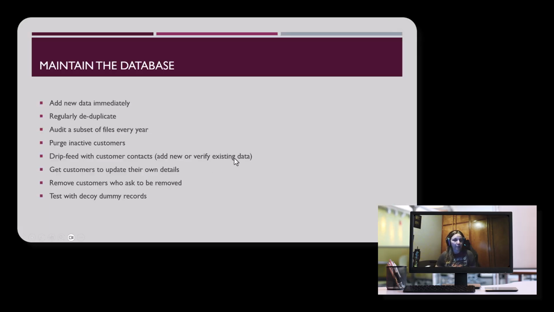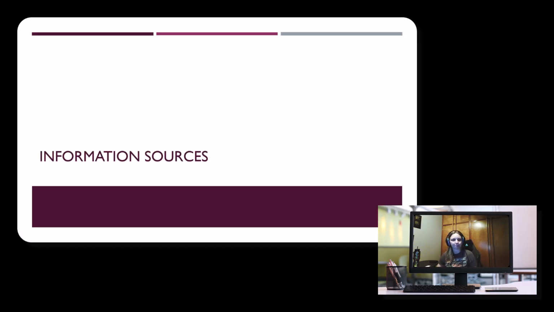All right. Get customers to update their own details if you can. That will take some of the work out for you. Remove customers who ask to be removed and test with decoy dummy records. So see if you can break it by entering stuff and see if it triggers some sort of alert that says, hey, this is a duplicate or this is a broken email, something like that.